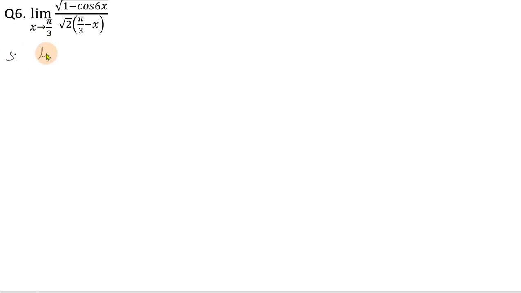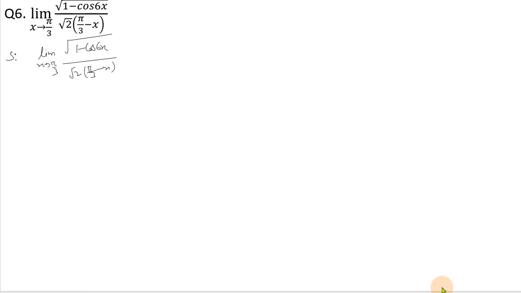So limit x approaches pi by 3, root of (1 minus cos 6x) upon root 2 into (pi by 3 minus x). If you put x equal to pi by 3 in the numerator and denominator, you'll get 0 upon 0 form. Here 6x is 2 pi, so this will be cos 360, which is 1, and the denominator is 0, so this is not defined. So here we can use substitution.